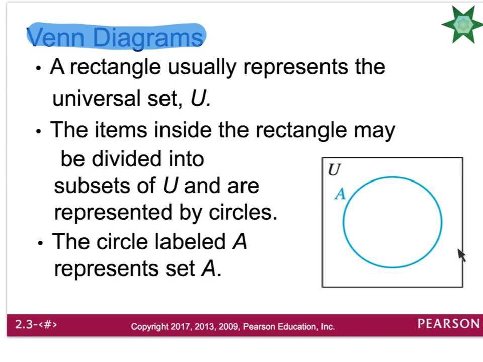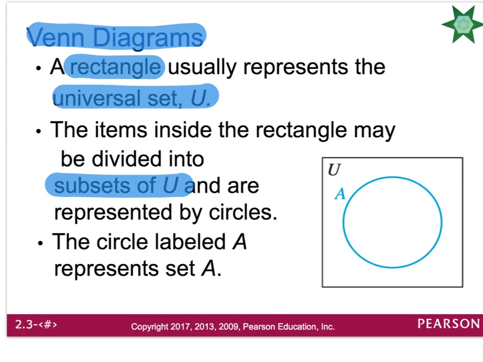Okay, so if we're talking about the natural numbers, our U would be 1, 2, 3, 4, 5, 6, 7, 8, etc. Okay, so that box represents our universal set. Rectangle for universal set U. The items inside the rectangle, now you can take parts of that. So we could take a subset of U, which we might use as maybe set A.